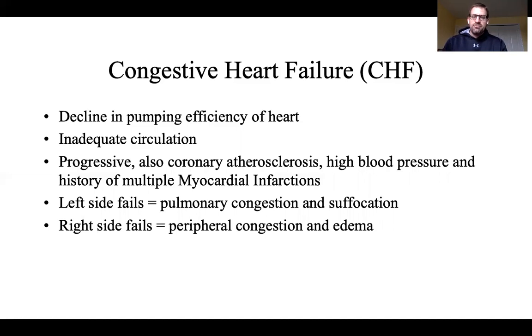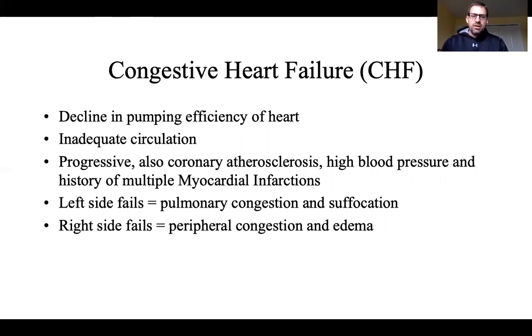So if the left side of your heart fails, you end up having pulmonary congestion and suffocation. If you think about what's happening, in the left side of the heart you've got blood returning from the lungs. So if the left side of the heart starts working less efficiently, then that blood in your pulmonary veins backs up, and some of the fluid starts to leak out of the capillaries in the lungs. That fluid fills the lungs, making it much harder to breathe.